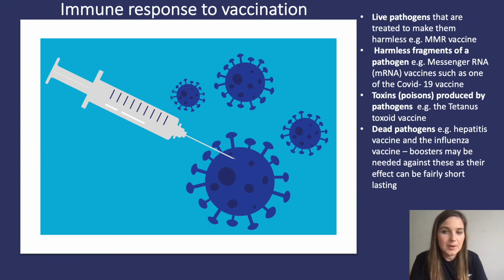If the vaccinated person then comes into contact with the disease itself, their immune system will recognise it immediately and quickly produce the correct antibodies needed to fight it. This is called the secondary response. There are different types of vaccines.